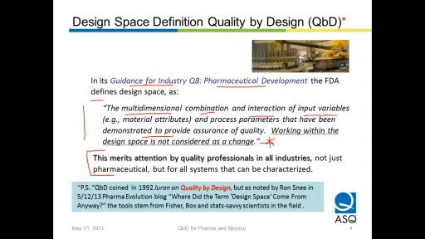Now just a little sidetrack on the terminology of quality by design. It turns out that there's a book by Juran that's titled Quality by Design. That's a landmark in the field of quality. However, in this book, as Ron Snee noted in his Pharma Evolution blog, where did the term design space come from anyway? Juran never actually talks about design space per se.